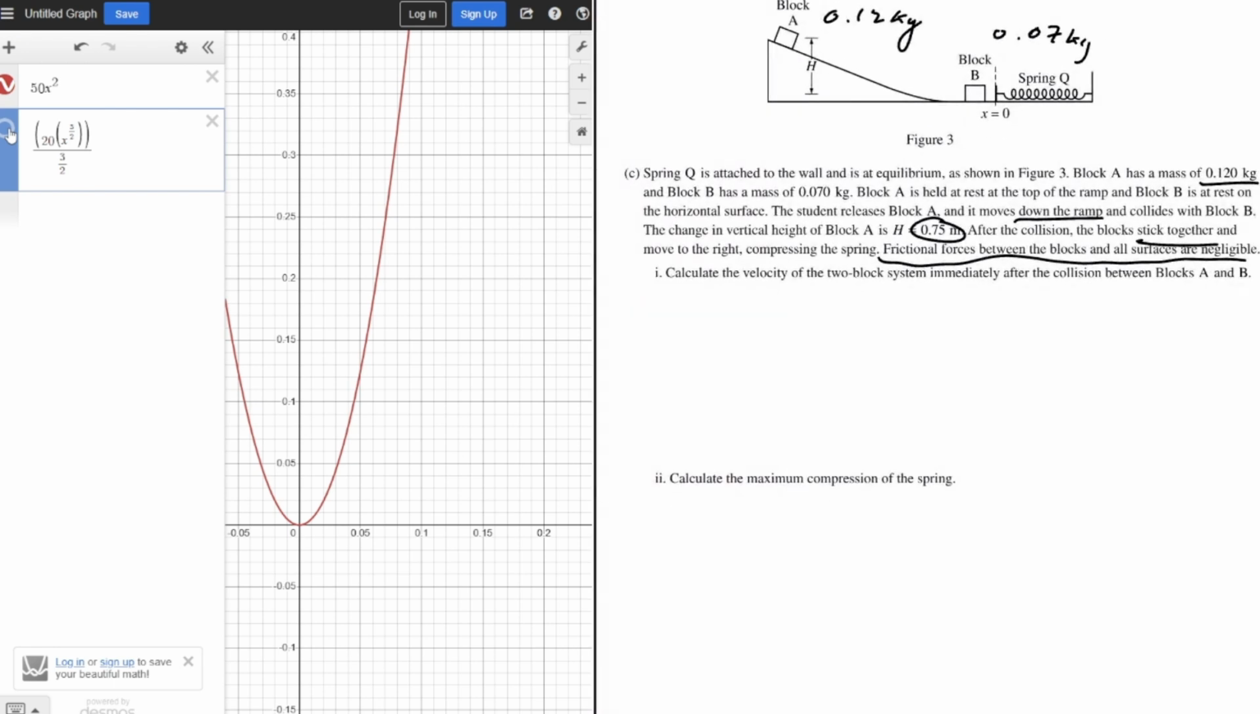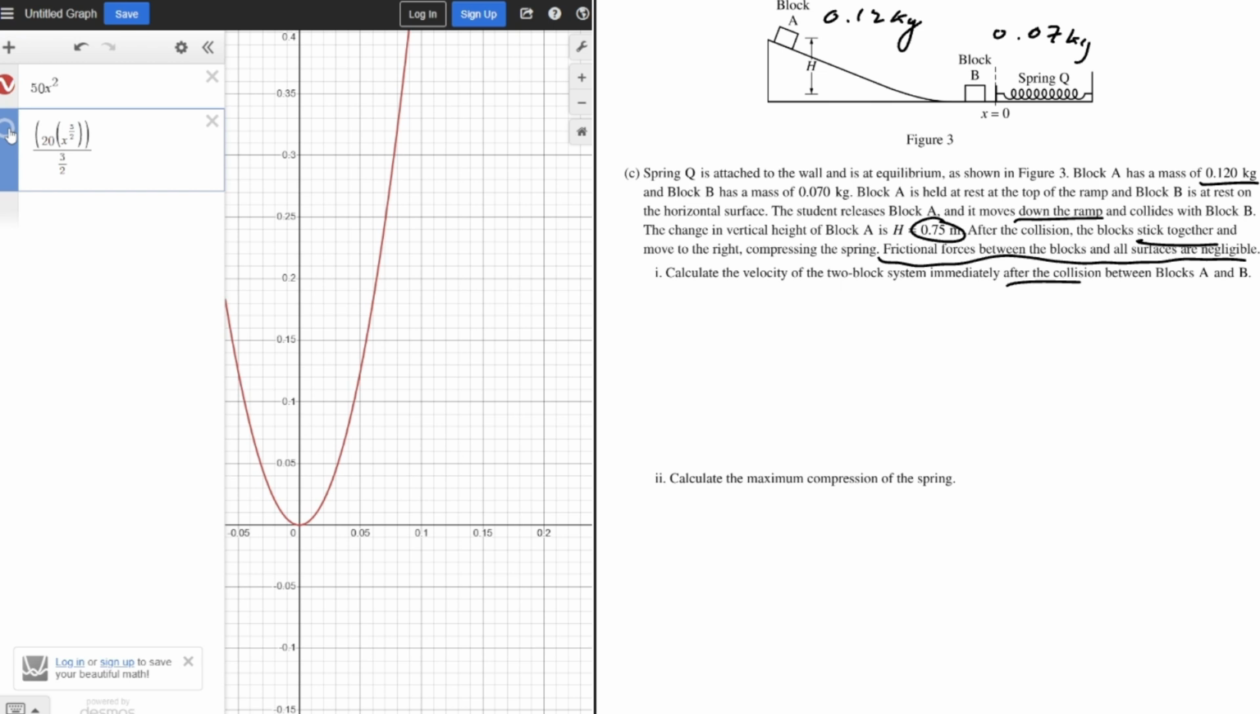It says calculate the velocity of the two-block system immediately after the collision between block A and B. So there's two elements of this problem. We're going to have to think about the change in velocity of block A, right? Because it gets some velocity from changing its gravitational potential into kinetic down here, because it's at gravitational potential equals 0. And then we're going to have to think about the change in velocity from the collision, right? Because momentum's conserved, since the blocks stick together in an inelastic collision.